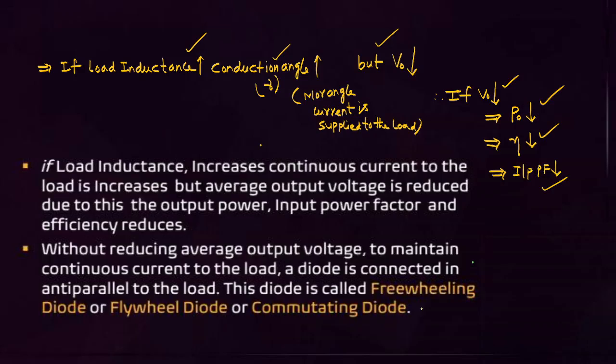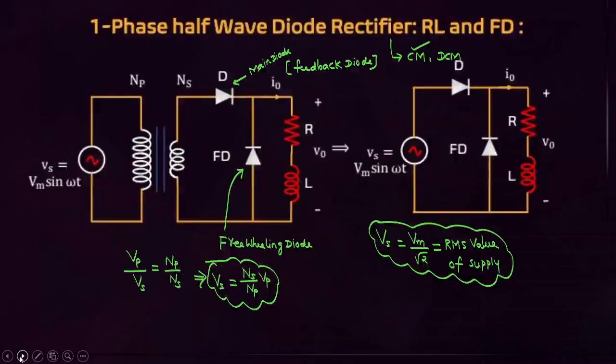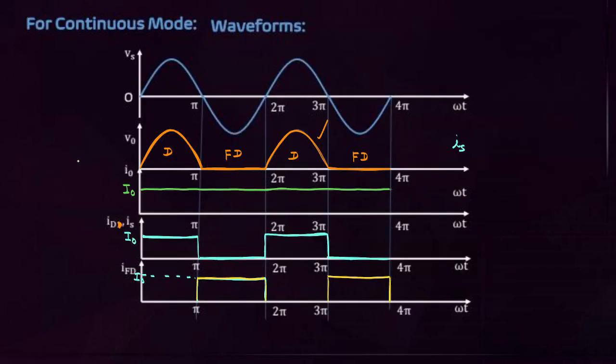This is the problem. Now the question is, without reducing average output voltage, we have to supply continuous current to the load. For that, we connect the freewheeling diode, or flywheel diode, or commutating diode. This is the circuit with freewheeling diode that you have to concentrate on. These are the waveforms. Let us assume it is a continuous mode of operation, where we are supplying constant current.